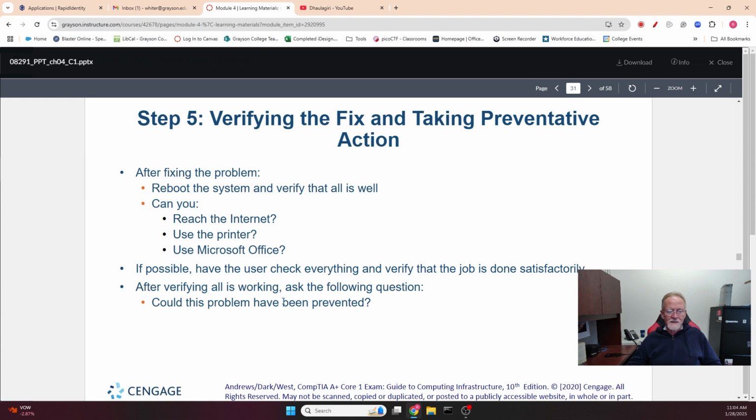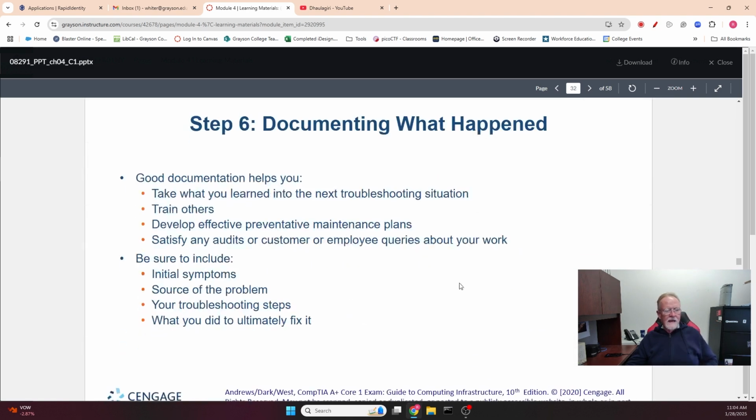After verifying, ask the following questions. What could we have done to prevent this? Maybe not adjust the refresh rate on the monitor. Maybe don't put your coffee cup on the CD-ROM tray when it comes out. Things like that. And then document.